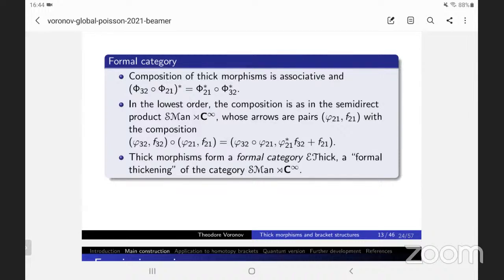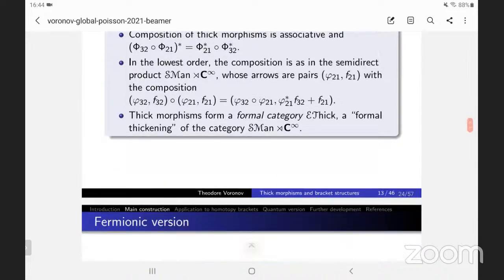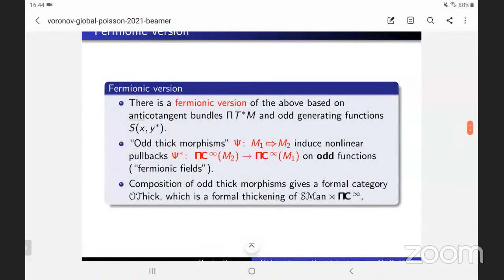So the structure that we obtain is a kind of formal thickening of this semi-direct genuine category. Okay, there is a fermionic version, which I only mention. All the constructions go in exactly the same way. Instead of cotangent bundles, we use anti-cotangent bundles, pi T star, and the generating functions must be odd. There is a version of thick morphism, which I call odd thick morphism. They're not odd themselves, but they work for odd functions, for fermionic functions.